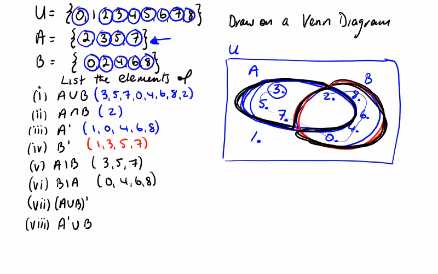A union B complement, well that's everything outside A union B. So you can see it's just that little one on its own. And A complement union B, so that's everything outside of A that crosses over with B. Think about that now. Everything outside of A that crosses over with B. You can see that this is the only one that's outside of A that doesn't cross over with B. So the answer is 0, 4, 6, 8.